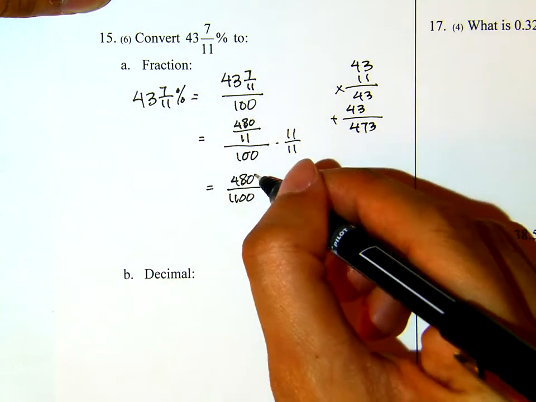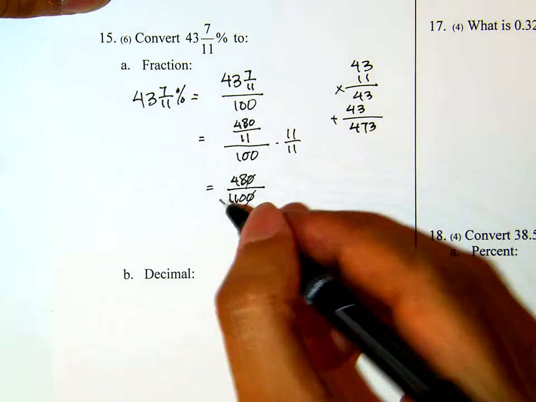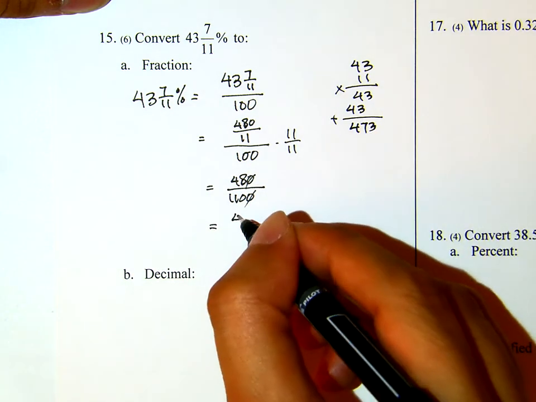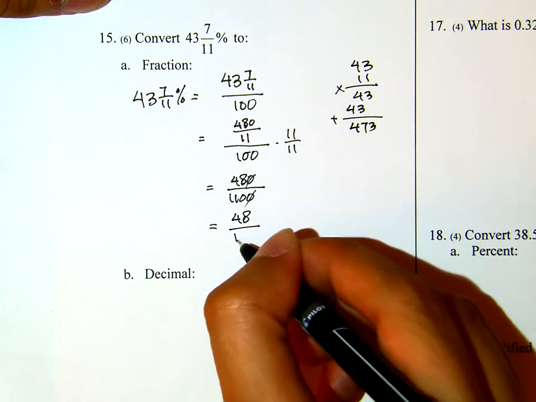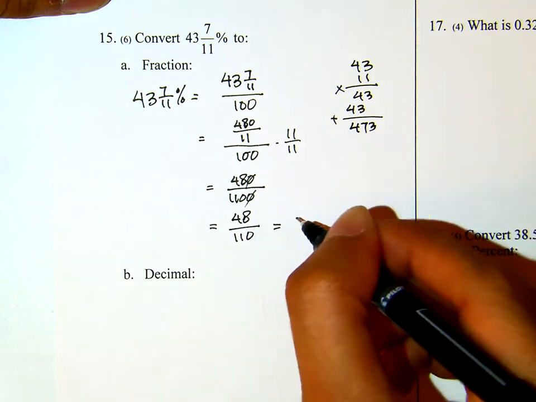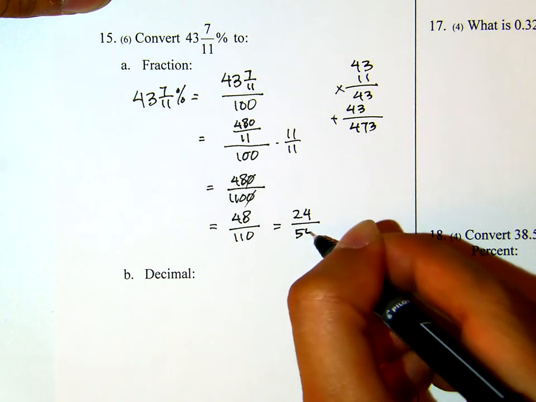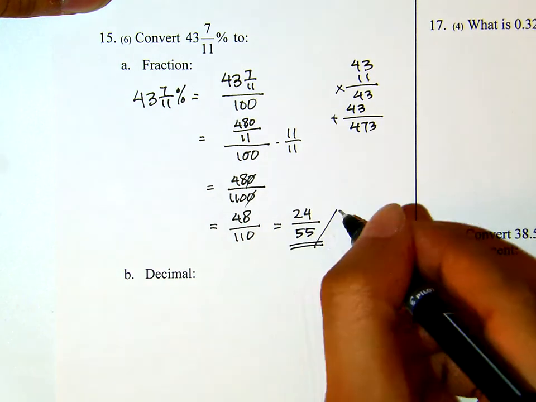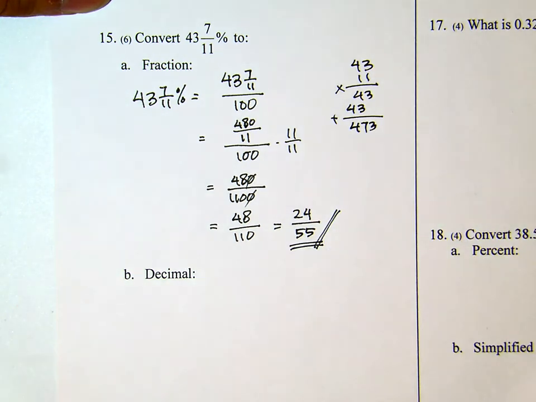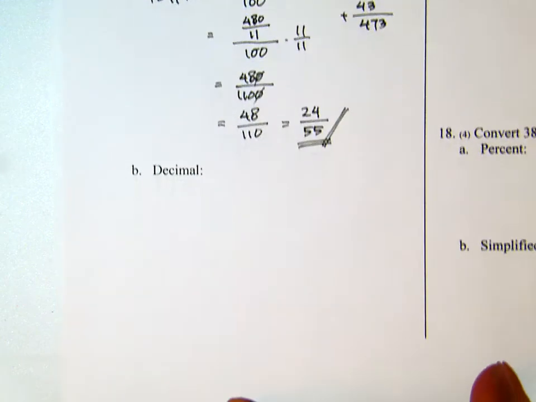Okay, now notice that at least I can kill the zeros there. If I divide the top and the bottom by 10, I get 48/110, which we can reduce a bit further by 2. We get 24/55. That's the fraction. Okay, now how to convert that to decimal?